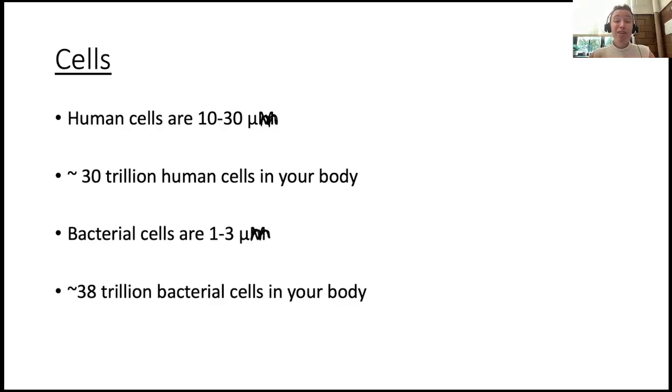There are about 30 trillion human cells in your body. That's a lot. Bacterial cells are much smaller. They're about 1 to 3 micrometers, okay? So about 10 times smaller than a human cell. There are roughly 38 trillion bacterial cells in your body. So by numbers alone, you're really more bacteria than you are human. Let's start learning about bacterial cells.